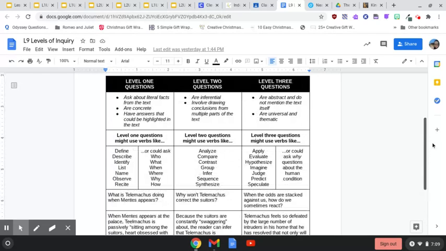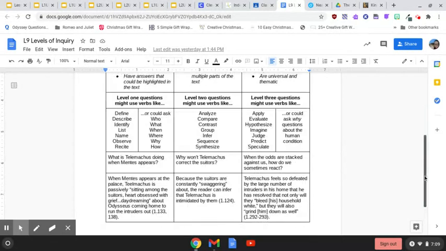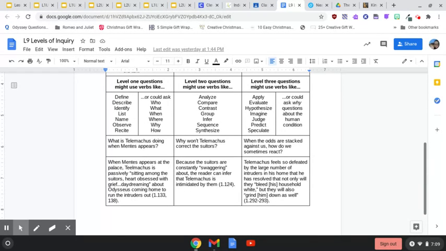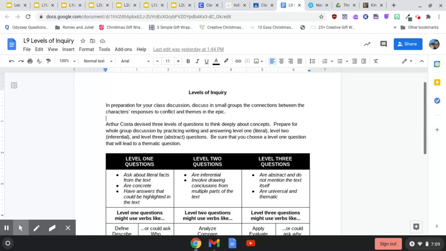Building on that, we have the Level 2, or inferential questions. They involve drawing conclusions from multiple parts of the text, and they tend to use verbs like analyze, compare, contrast, group, infer, sequence, or synthesize. An example of this could be, why won't Telemachus correct the suitors? And the answer would be, because the suitors are constantly swaggering about, and the reader can infer that Telemachus is intimidated by them.